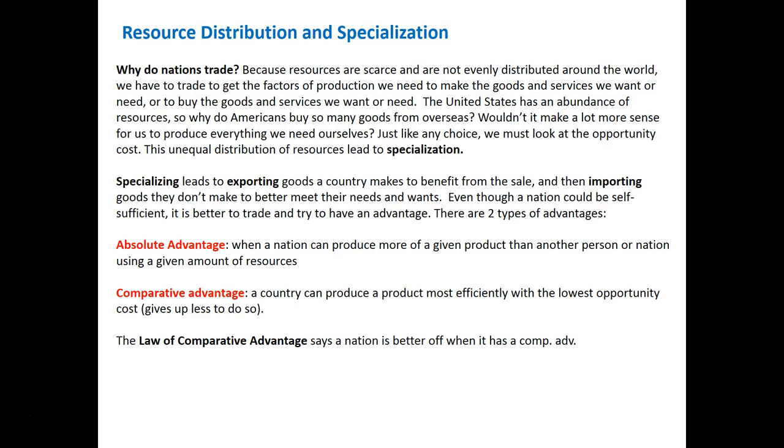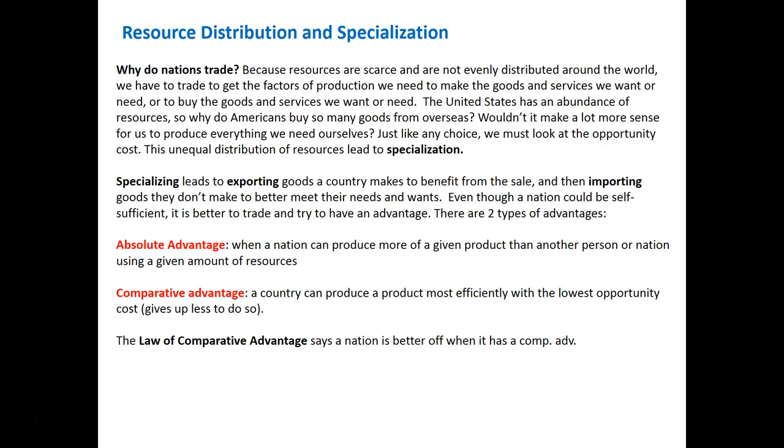And so what a nation tries to do is to get an advantage. And so you're going to talk about absolute and comparative advantages. And the nation is always better off when it has a comparative advantage. And the key component here is a comparative advantage means that they have a lower opportunity cost when they are choosing what to make with the goods that they happen to have. And so they can produce a product more efficiently when they have a lower opportunity cost. In other words, they give up less to make one product instead of choosing to do another product where they might have to give up a little bit more.